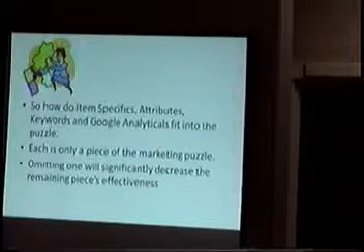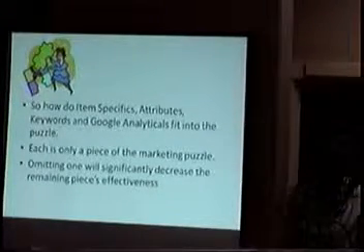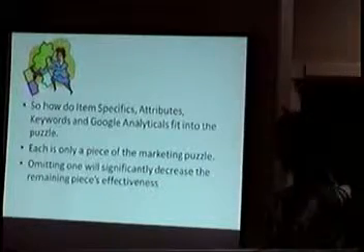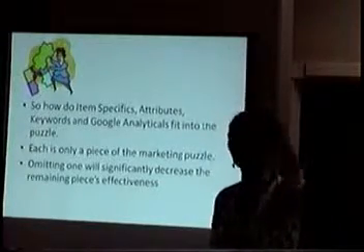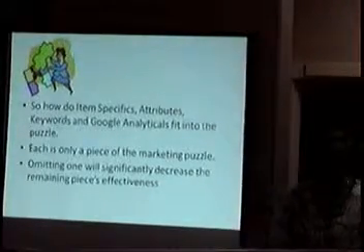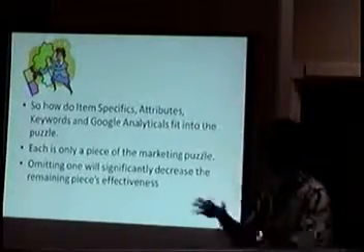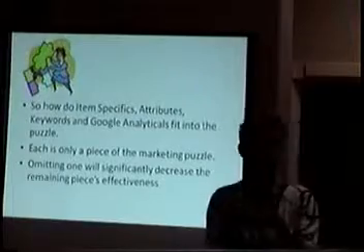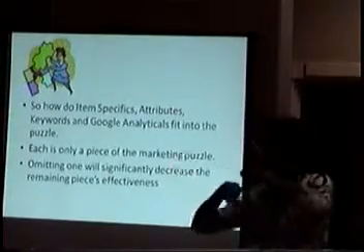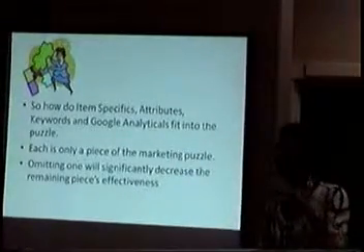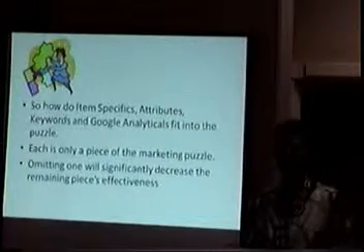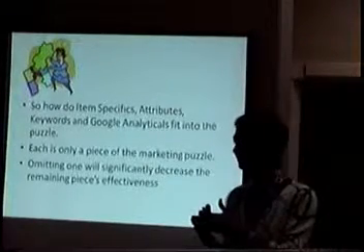Alright, so we're going to talk a little bit today about Google Analytics, about our item specifics, about our attributes, and about the organic searches. I want you to understand that all these pieces fit together into a marketing plan. When you leave out a piece, you will significantly decrease the effectiveness of the other pieces.